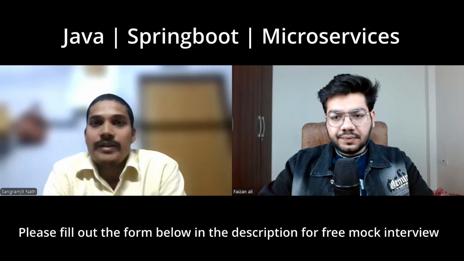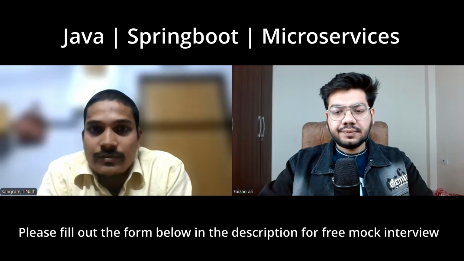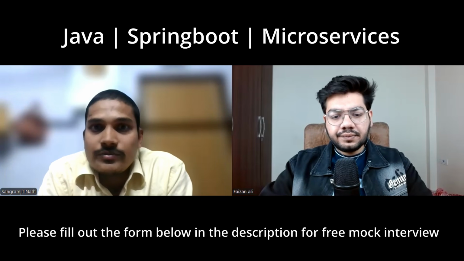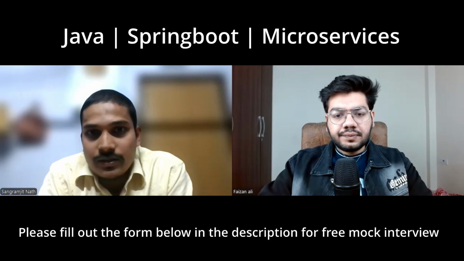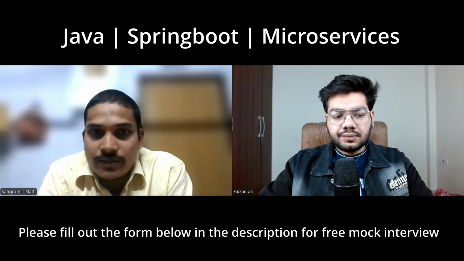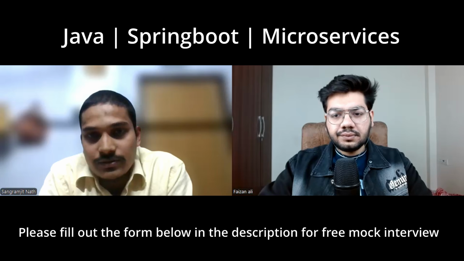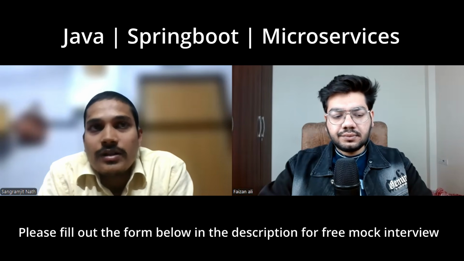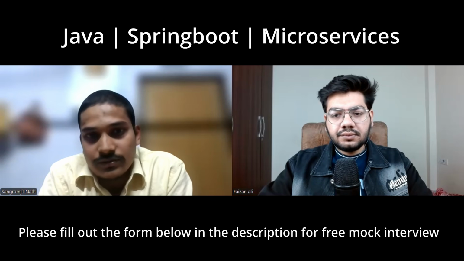Can you tell me the difference between predicate, function, consumer, and supplier? Predicate returns a boolean value, and here we can mention any condition on that. Consumer will only consume some values. It will not return anything. Supplier will only supply some value. It will not consume anything. And function, whatever you give it, it will return.